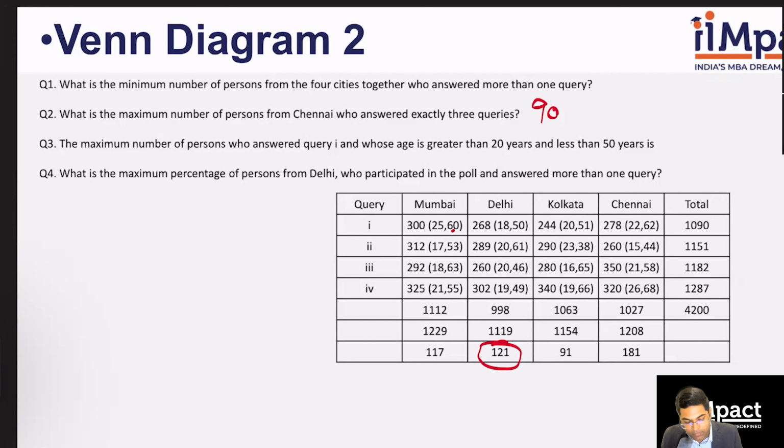So the answer will simply be 121 upon the number of people in Delhi, which is 998, which will roughly be 12.1% because this is very close to 1000. You didn't even have to do the calculations for this.